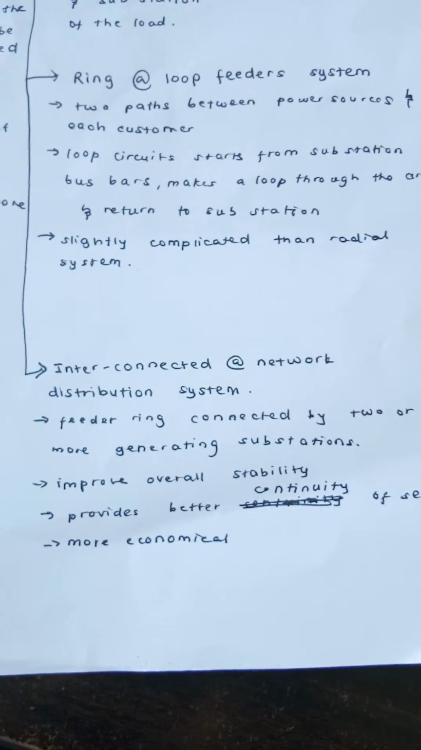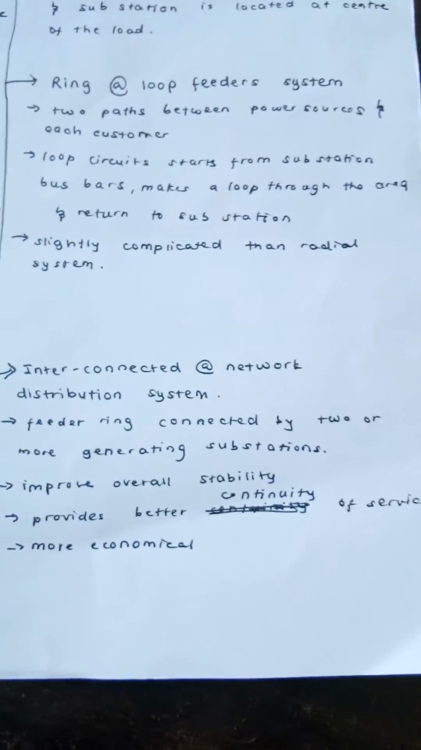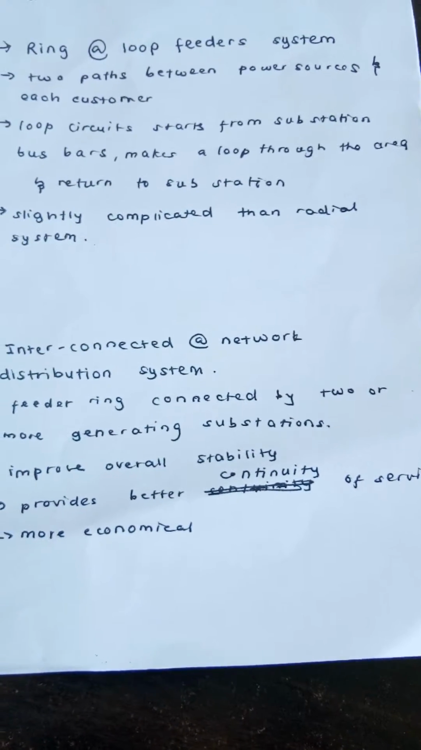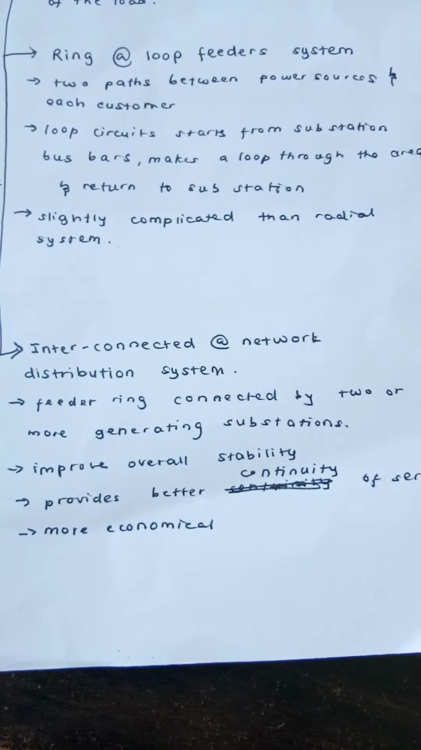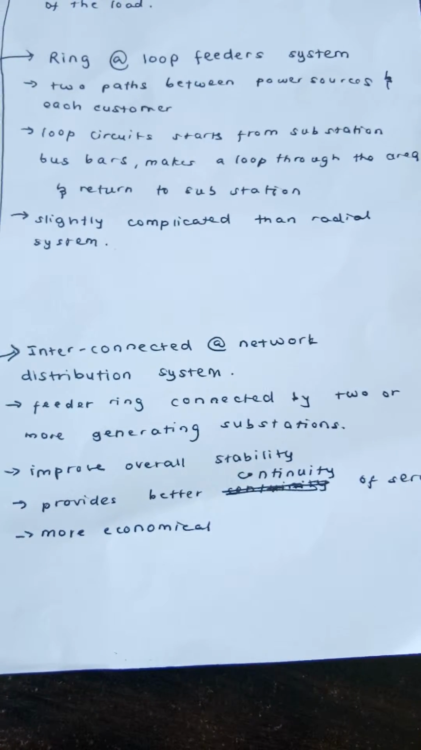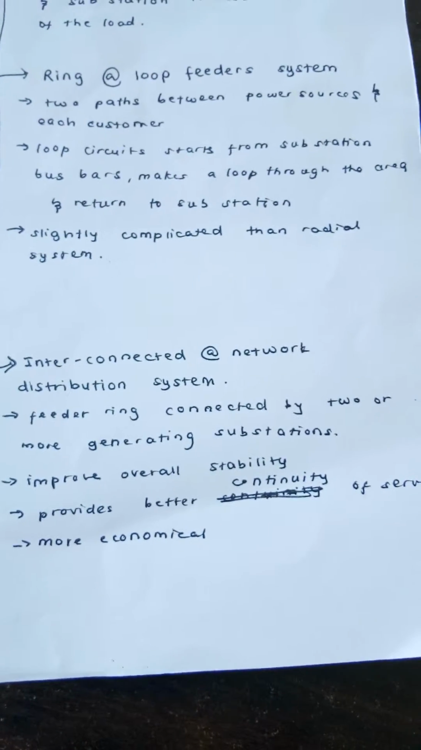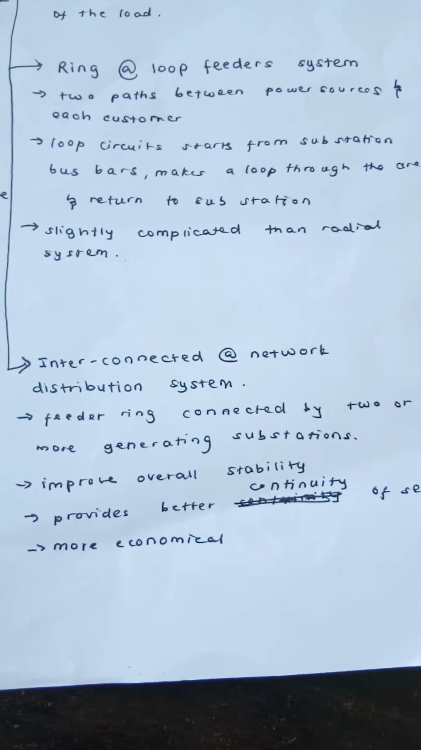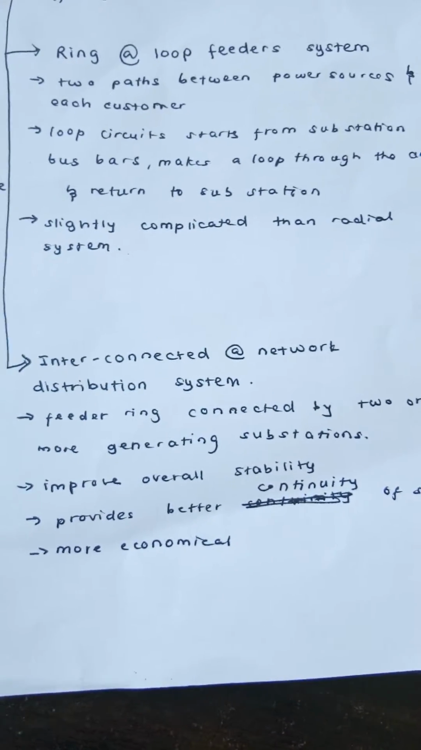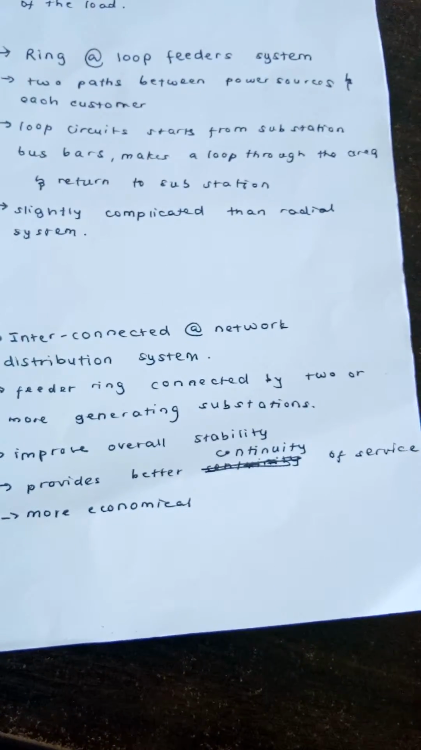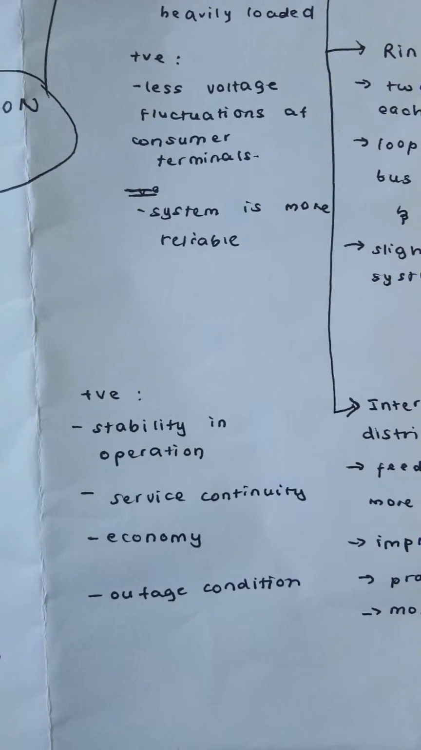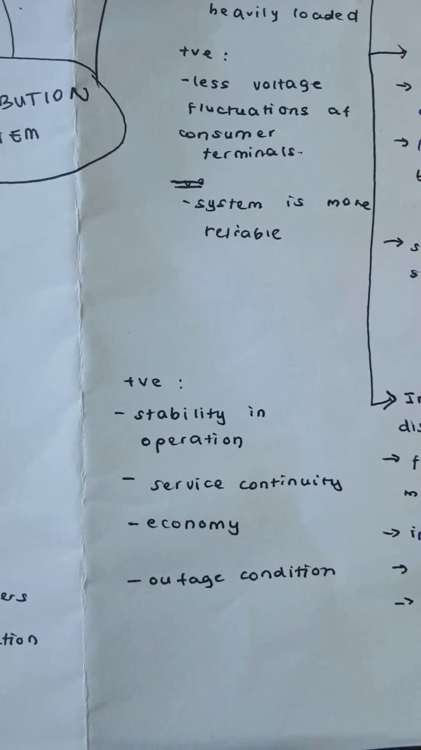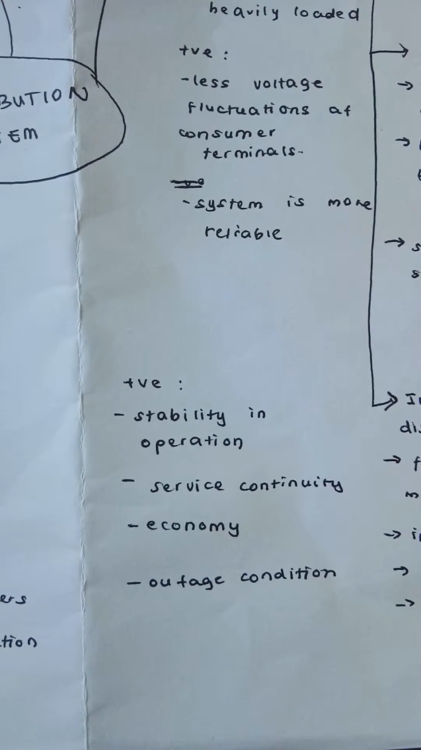The last type of distribution system design is the interconnected or network distribution system. It uses feeder rings connected by two or more generating substations. The reason for choosing this type of design is because it improves overall stability, provides better continuity of service, and is more economical. The advantage of the interconnected design is that it is stable in operation.